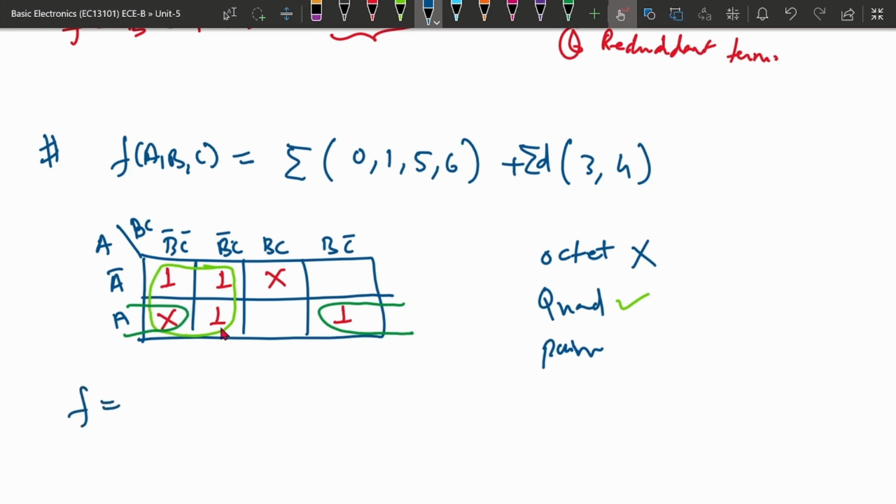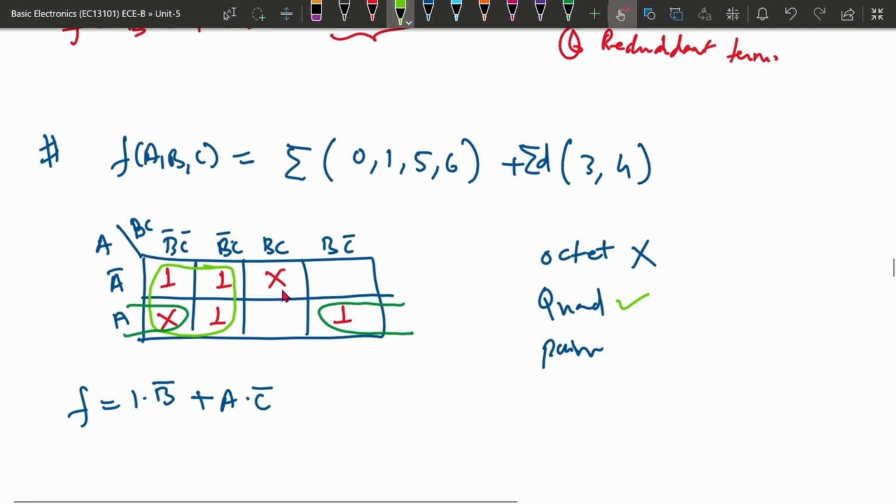So the function will be, with respect to that quad, A plus A bar, which is 1. In between these two, B bar is common. Plus, in this case, this and this, so A dot, in between these two, which one is common? C bar is common, so A into C bar. So this was without considering the don't care.